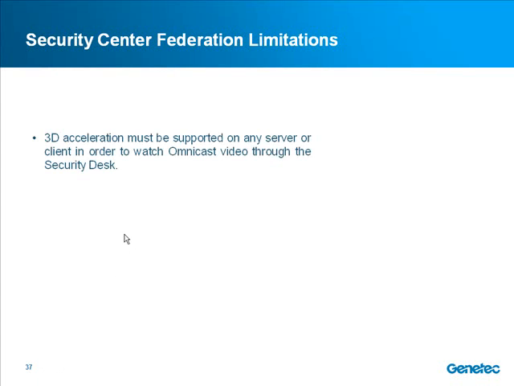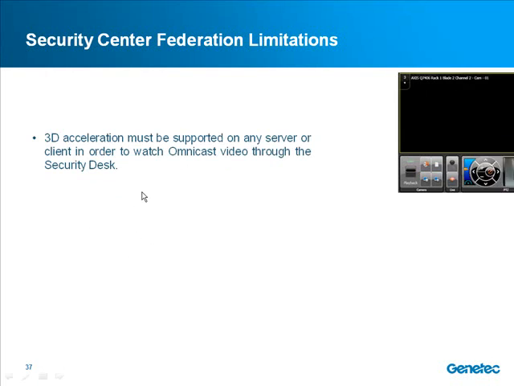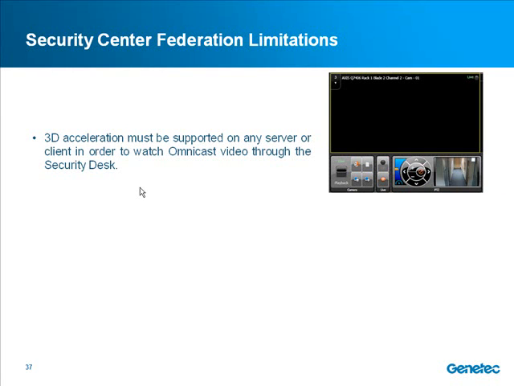So there's a few requirements and limitations to bear in mind when using Security Center Federation. In order to be able to view video using the Security Desk client application, we must have 3D acceleration supported and active on the video card. If you can see video through the widget on the bottom of the screen here, but not in the tile, then 3D acceleration is most likely not supported or not enabled. This is quite common for servers, which are usually built for processing power and not for video display.